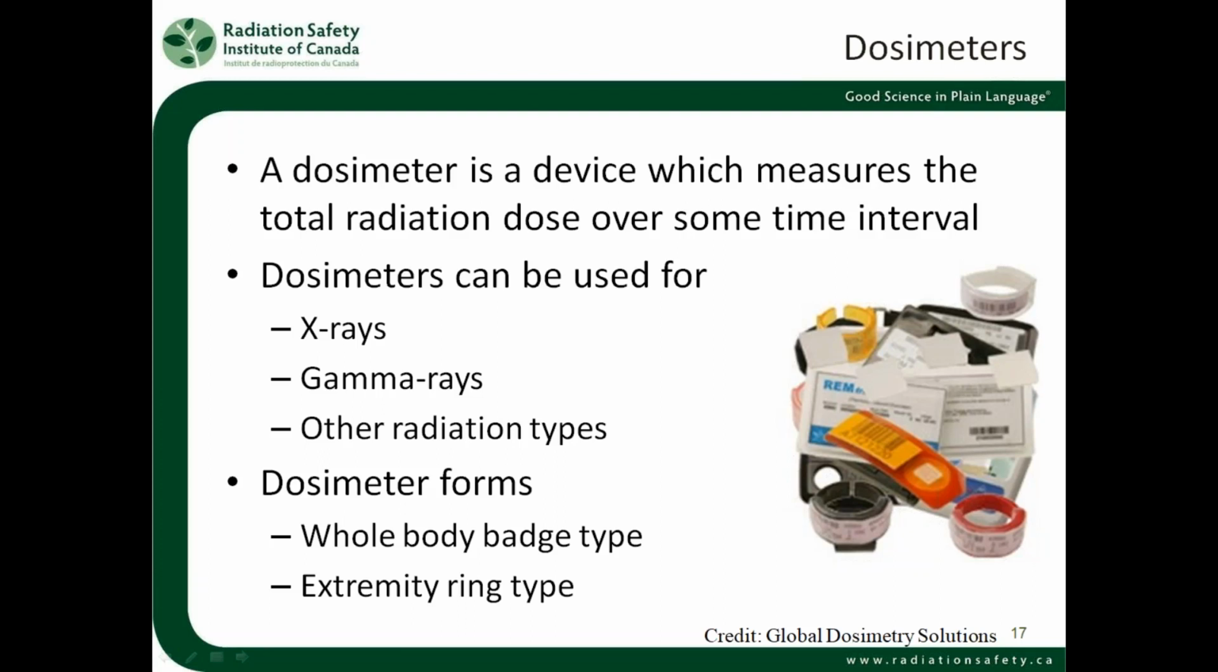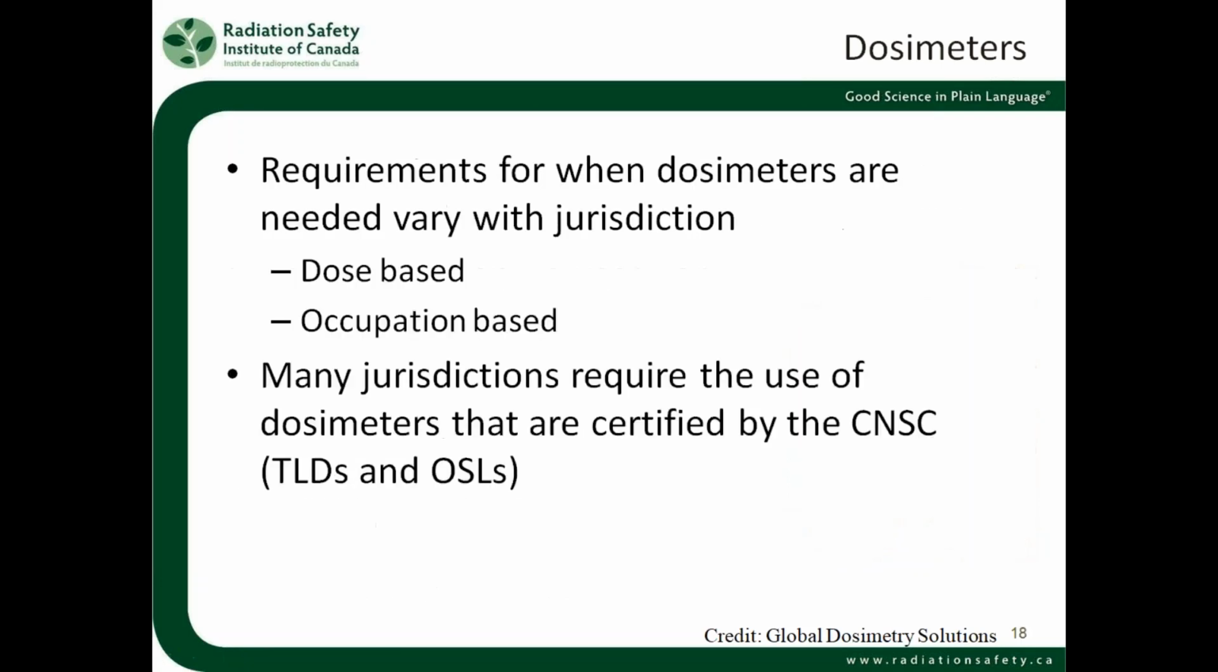So if we're maintaining equipment and our X-ray beam is on and we're working close by, we may want to have a dosimeter that's measuring the whole body, but then an additional one to measure the dose to the hands. And the requirements for when dosimeters are needed and which dosimeters are needed are going to vary with jurisdiction.